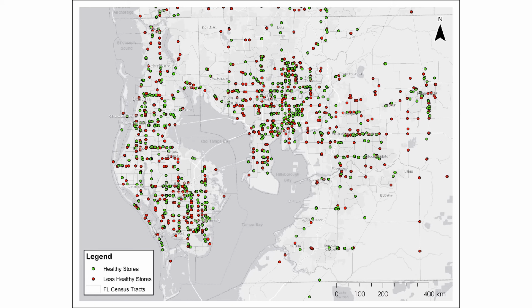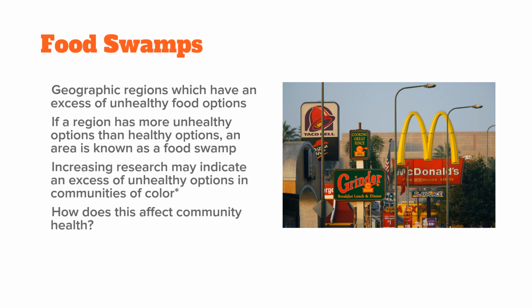As a geographer, it is our job to take information such as this and make it into maps that can be easily interpreted by policymakers to find where people are food insecure. We can do this by combining this information with other information as discussed earlier. We may be interested in areas that have an excess of unhealthy food options. These areas are known as food swamps, or regions that have more unhealthy options than healthy options. Increasing research may suggest that excess unhealthy options are most frequent in communities of color.